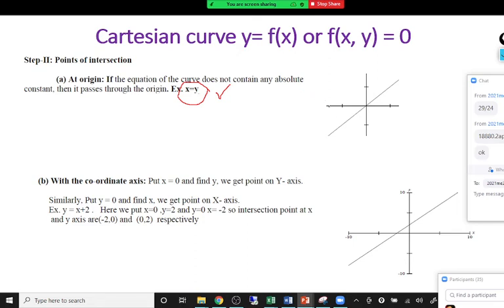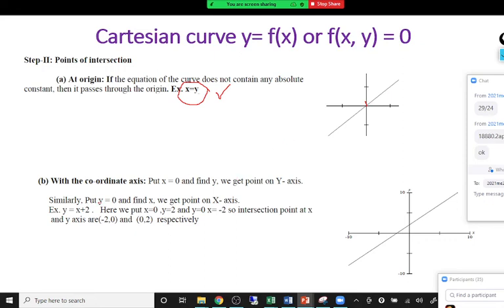Now I'm talking about the straight line x equal to y. This is a straight line passing through the origin. Whenever there is a straight line, remember that to draw it we require a minimum of 2 points. So for x equal to y, we can take 0, 0; 1, 1; 2, 2; 3, 3. Those are the points, and you can draw a line passing through them.